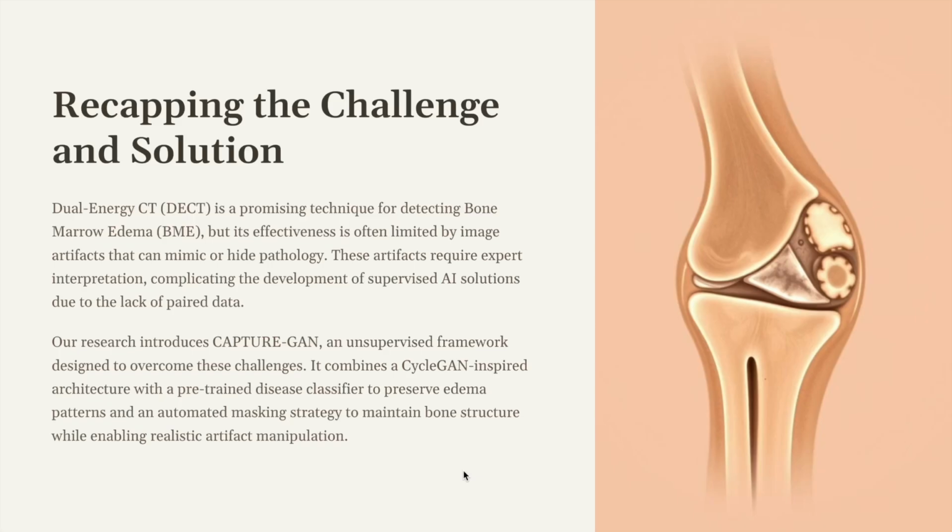Hello everyone, I am Mayank Goel and I will be presenting the conclusion for this paper. Let me begin by summarizing the core problem and the approach this paper takes. Dual energy CT, or DECT, is well suited for detecting bone marrow edema, or BME, because it uses two energy spectra to highlight differences between water and fat.